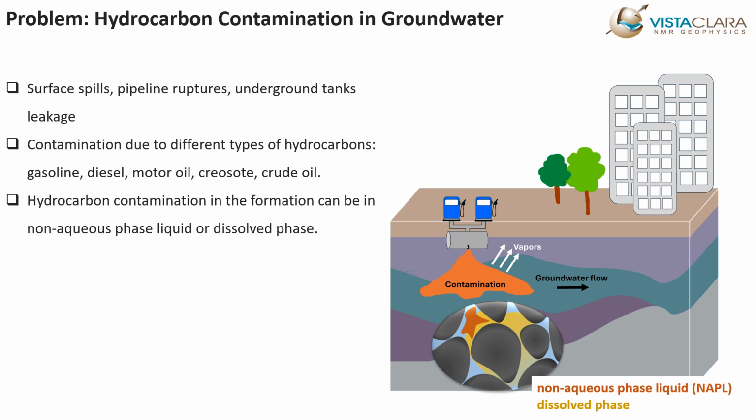Hydrocarbon contamination in groundwater is a ubiquitous problem worldwide, and this contamination can happen due to surface spills, pipeline ruptures, and underground tank leakages. It can be found in the formation in the form of non-aqueous phase liquid or dissolved phase. It's crucial to characterize and quantify hydrocarbons in the formation for many reasons, such as proper planning of the remediation actions in the facility.